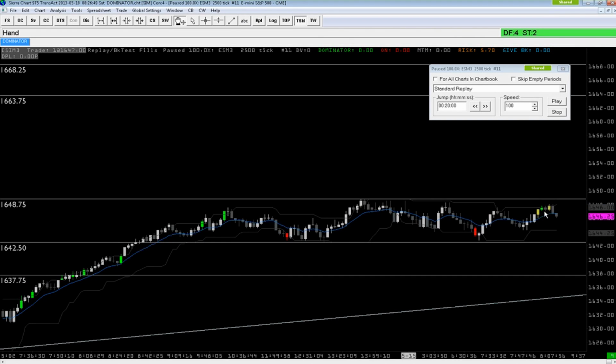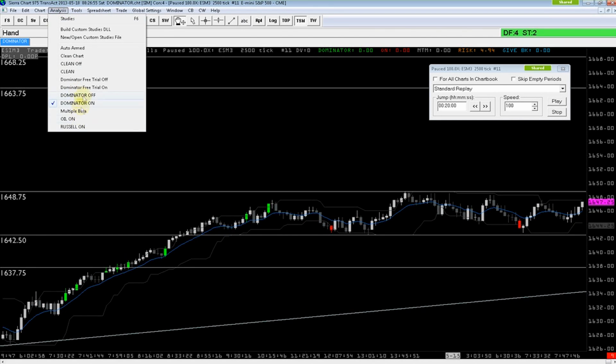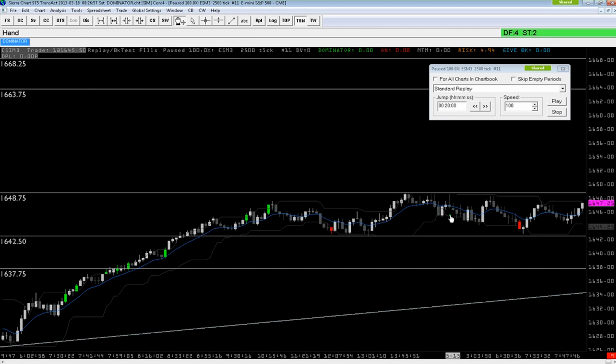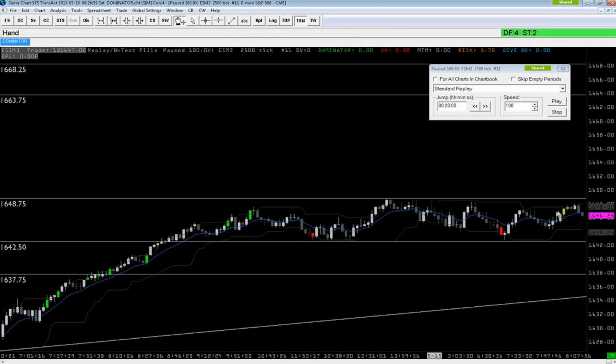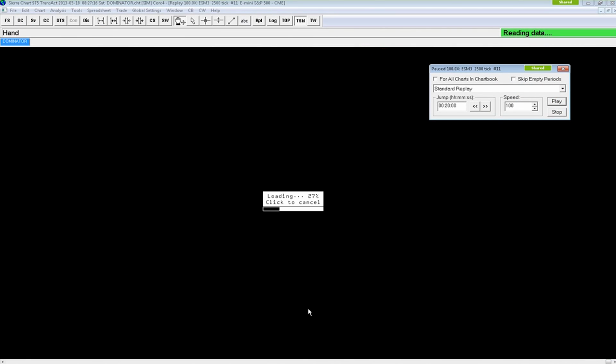Say you missed it and you're like, dang it, I want to go back and do it again. If you do go back and do it again, you have to reapply the study. So you have to go back and click Dominator on again because the study thinks that it's already sent a signal on that prior bar. So if you just rewind real quick and hit play, the study will think it's already sent a signal for that bar. It won't do it again. So that's just what's going on there. So if you reapply the study, hit play again, it'll work again.